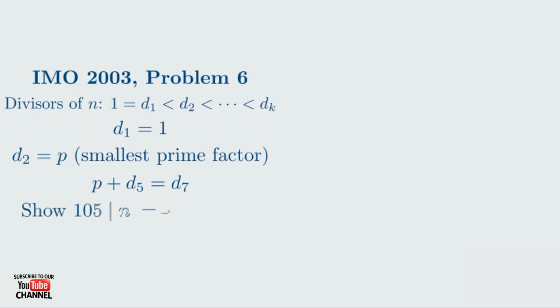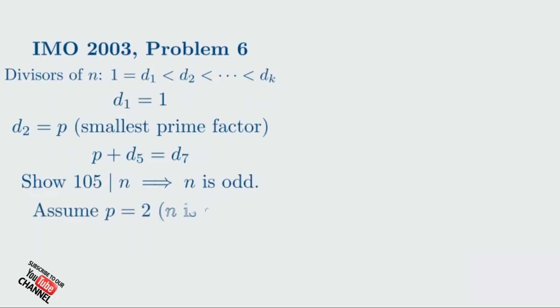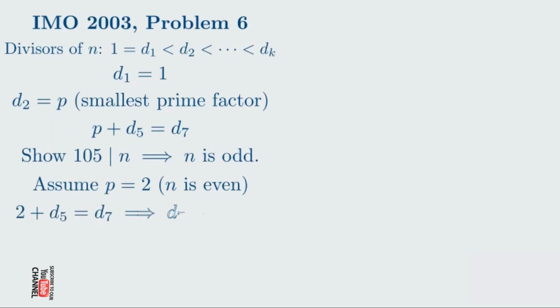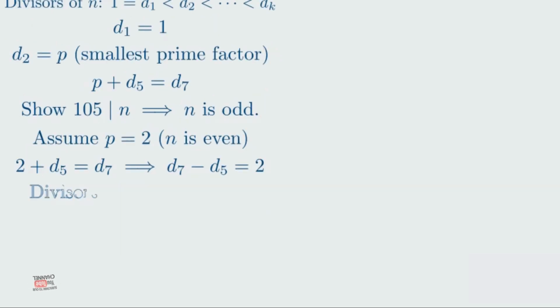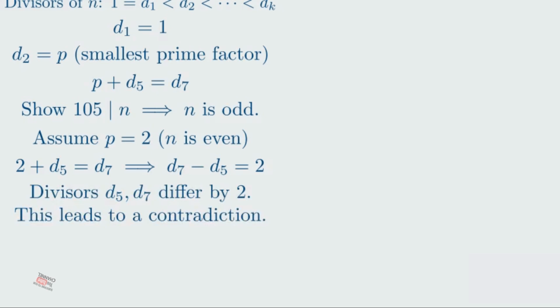To prove that n is a multiple of 105, we need to show that n is a multiple of 3, 5, and 7. This means n must be an odd number, so its smallest prime factor cannot be 2. Let's assume for a moment that n is even. This would mean p equals 2. If p equals 2, our equation becomes 2 plus d5 equals d7, or d7 minus d5 equals 2.